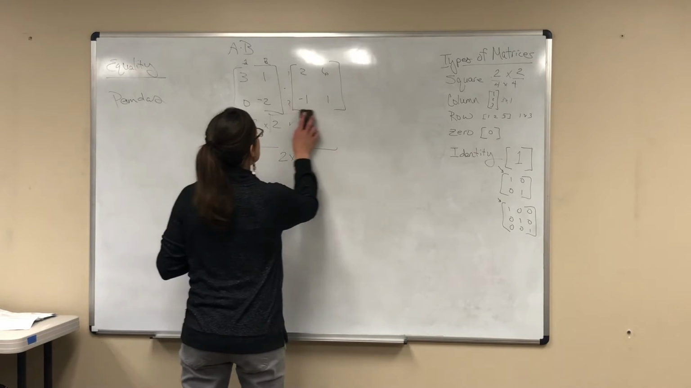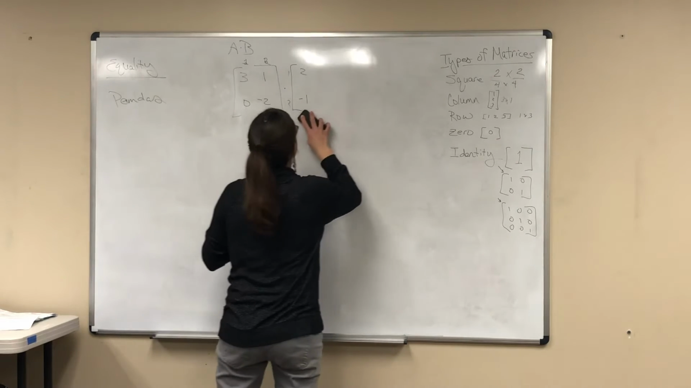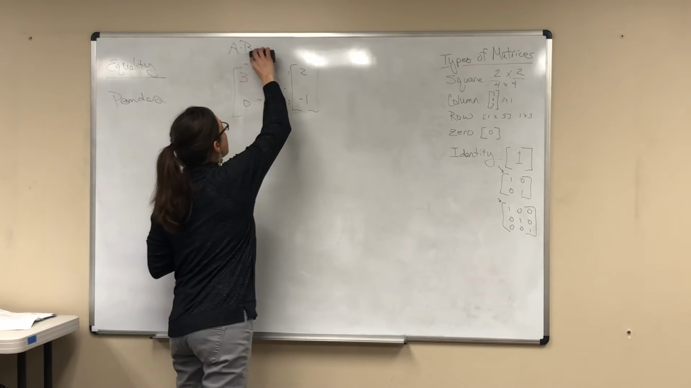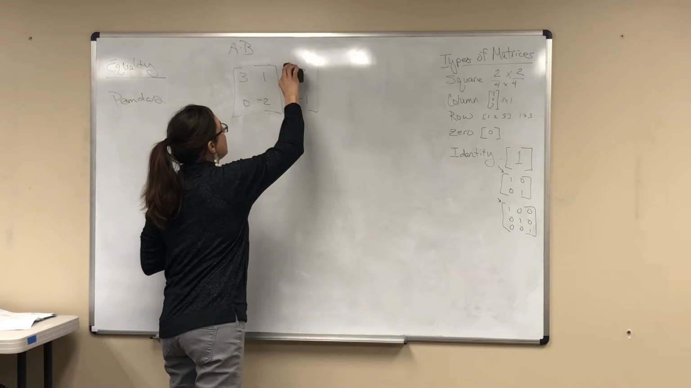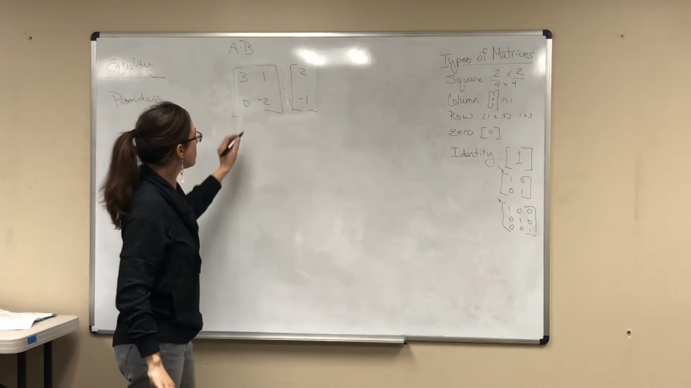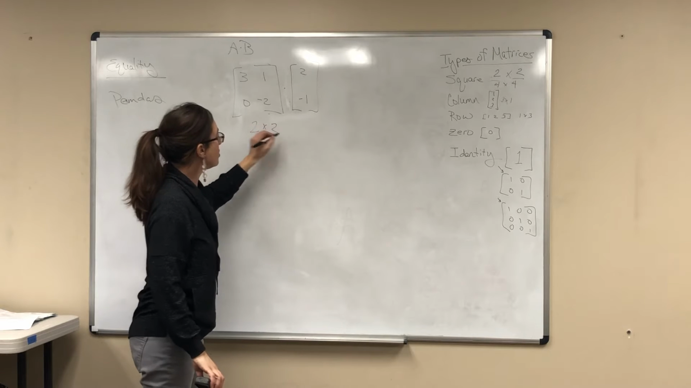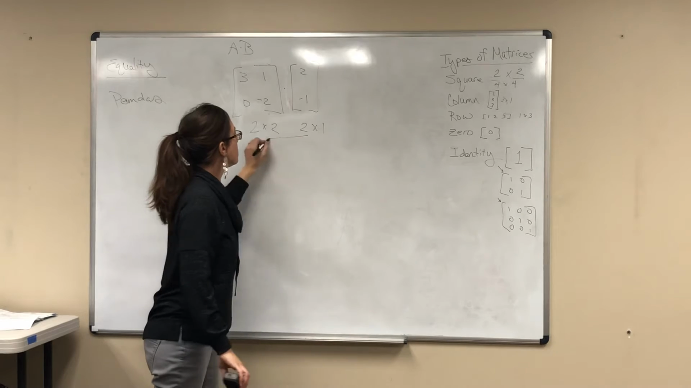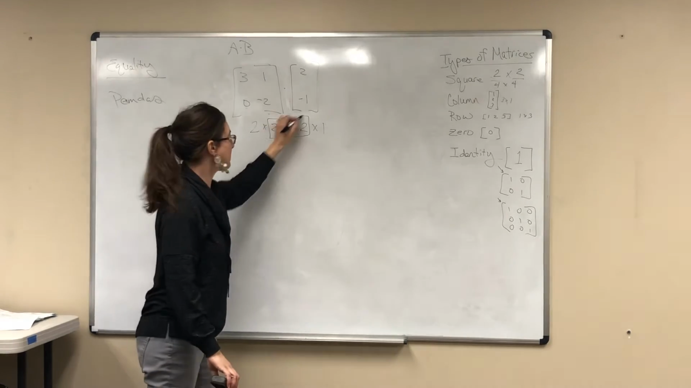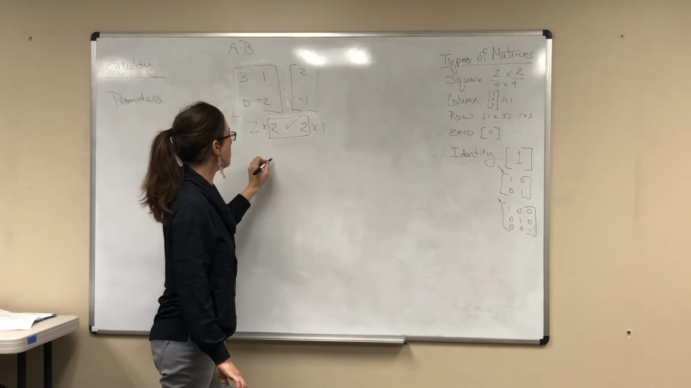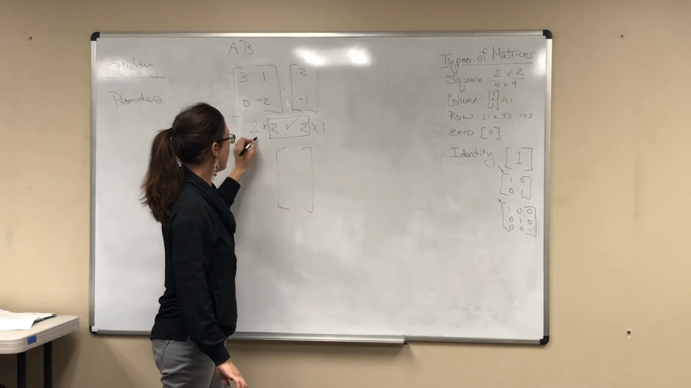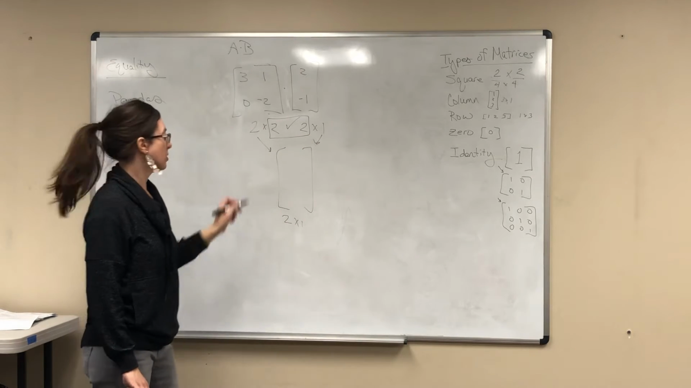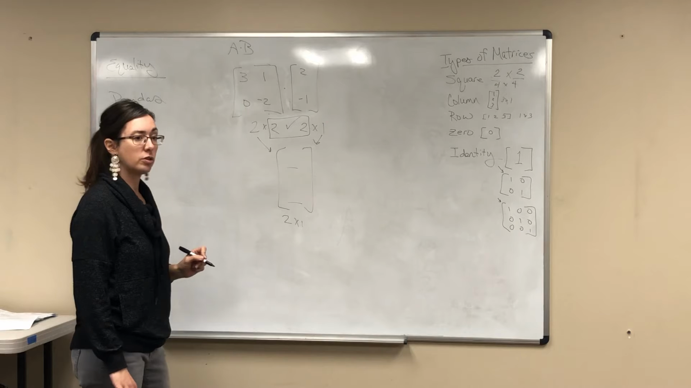Now, if we have this, can we multiply these? No. Well, let's see. We're going to write them. The first one is a 2 by 2. The second one is a 2 by 1. Do my inside numbers match? Yes, I can multiply this. My answer will be a 2 by 1. So I will end up with just 2 answers.